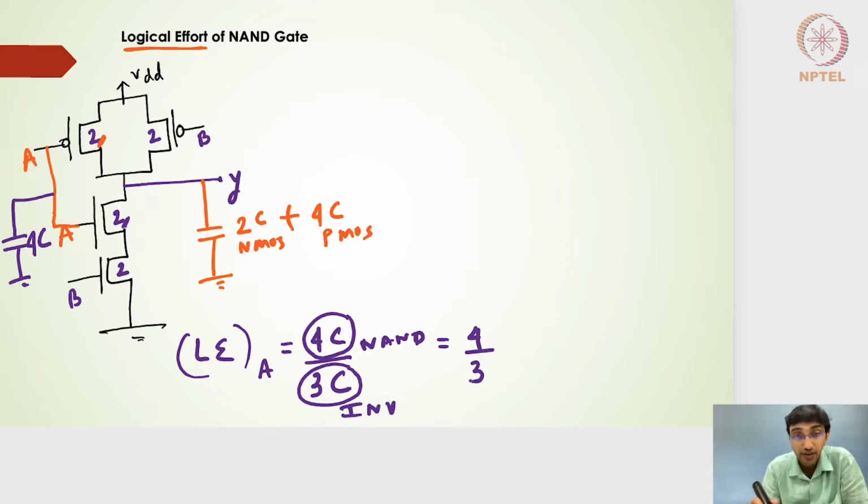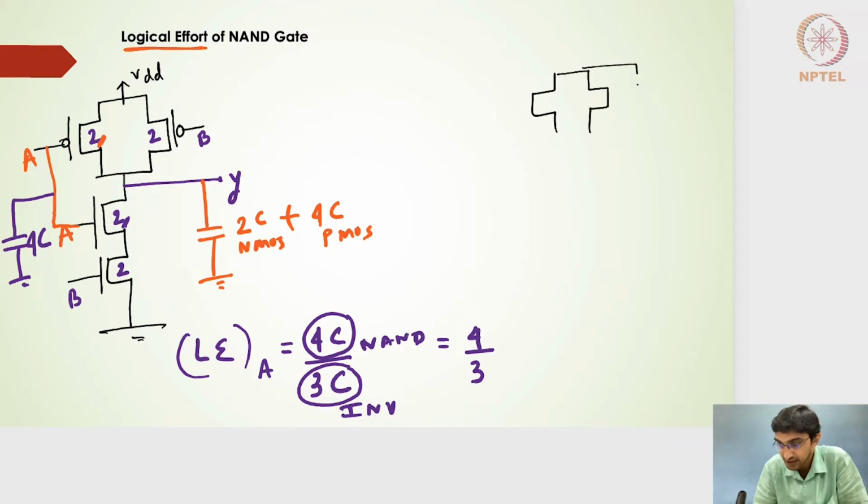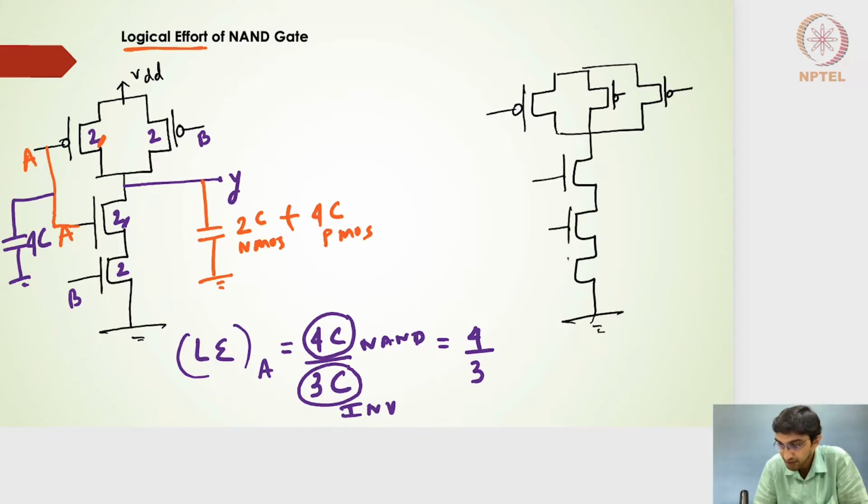And similarly, if I draw the 3 input NAND gate, I will have 3 of the PMOS transistors in parallel, and then I will have 3 of them in series. I've drawn this, and this should be bubbled because it's a PMOS transistor, and then I will have all of them as NMOS transistors. I'm considering one input because all the other inputs will also see the same input capacitance. This is VDD, the other rail is ground, and this is my output node.